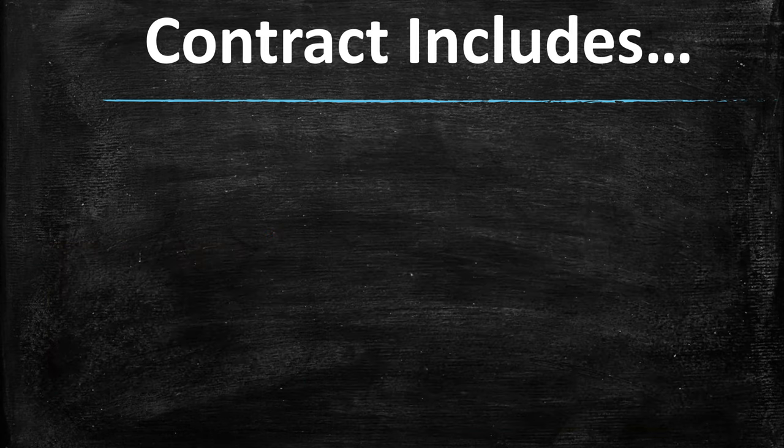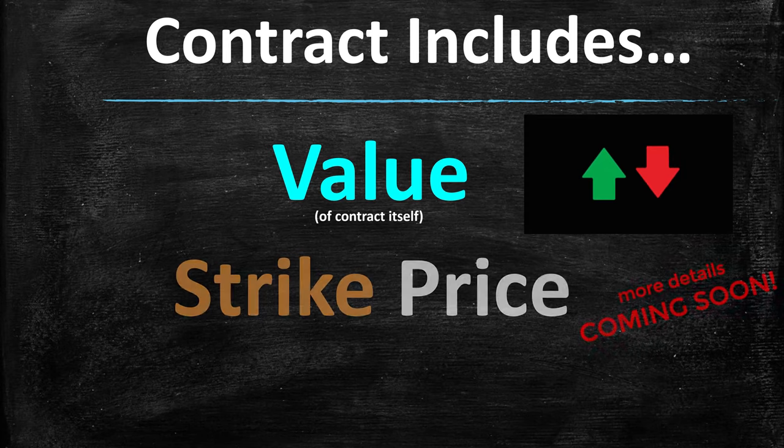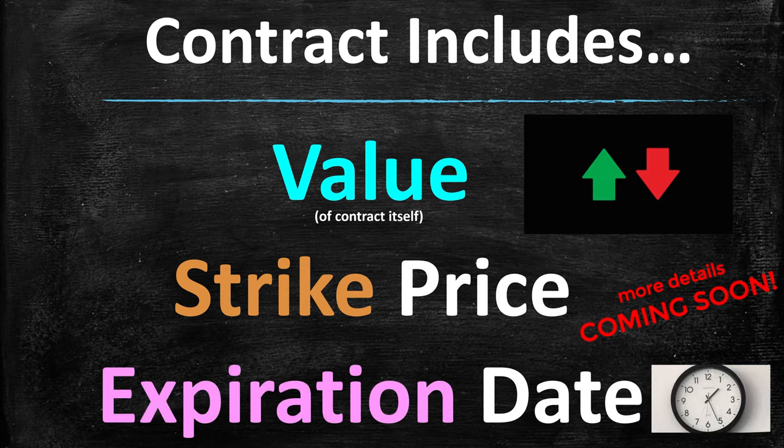So what does this contract actually include? Well, the first part of the contract is the value of the contract itself, which we've talked about. Those values fluctuate, and we've already talked about all that, but that is still part of the contract. These contracts have a value, and those values go up and down. Next part, the strike price. We're going to get more on that in the next section. So more details on that coming soon, but regardless, that is a part of the options contract. And then finally, like any contract, there's going to be some sort of date assigned to it, called an expiration date, where the contract is no longer valid. It expires. And that can be something you care about a lot.